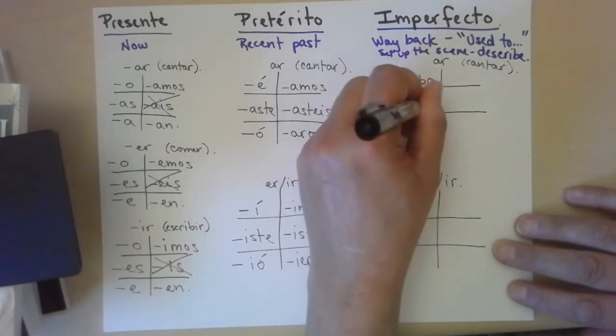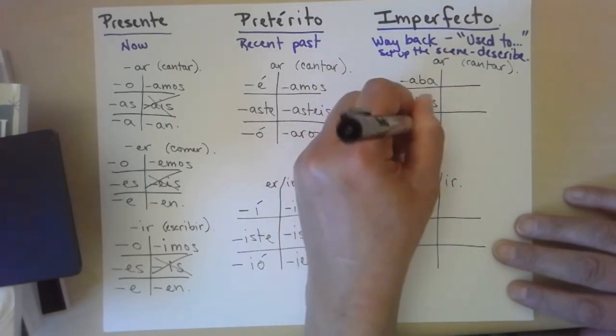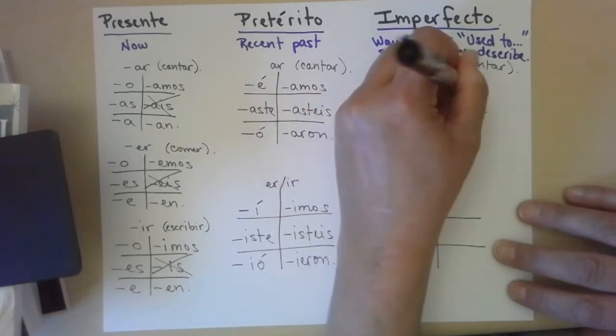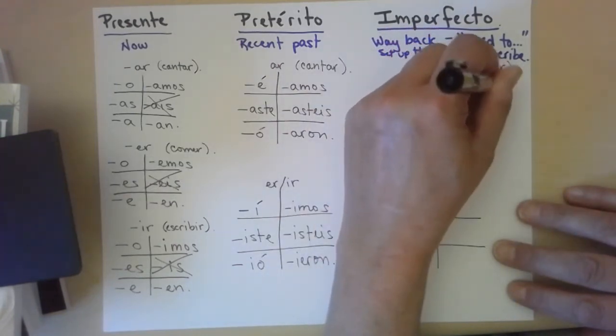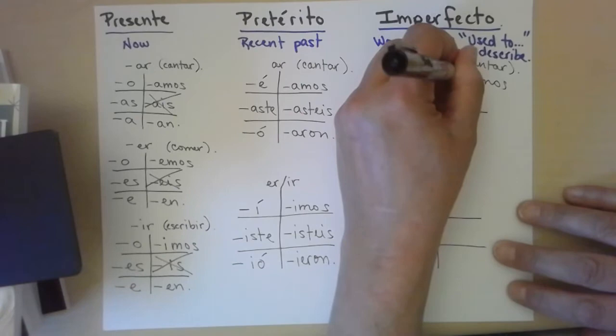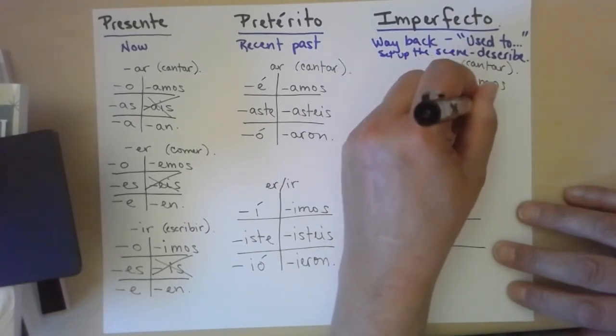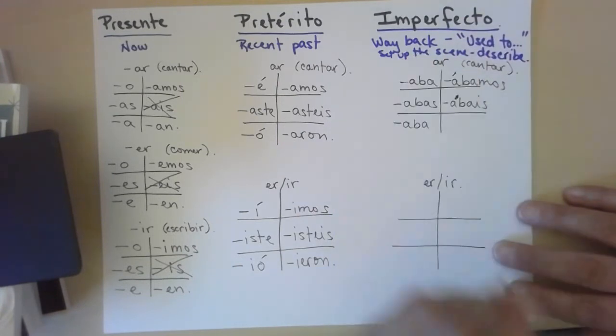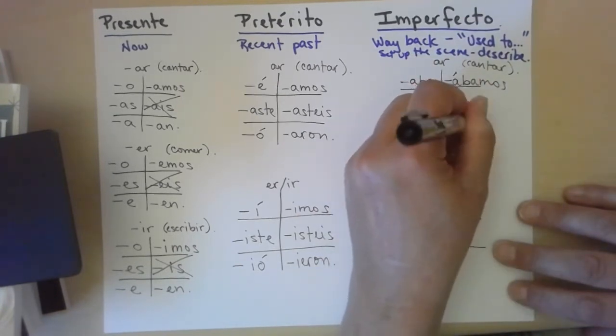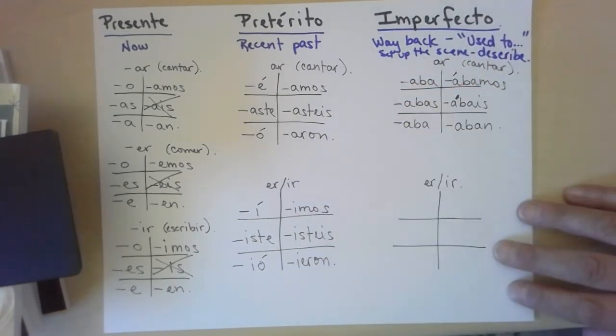Tú cantabas. Él y usted cantaba. Nosotros cantábamos. Vosotros cantabais. May have an accent, sí. Ellos y ustedes cantaban. Perfecto, muy bien.